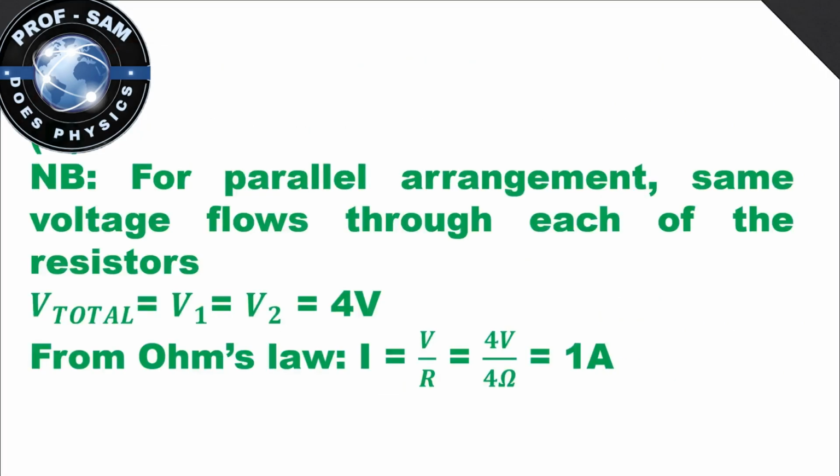Don't forget that voltage remains the same in a parallel arrangement. Therefore, for parallel resistors, they will receive the same voltage. So total voltage equals the voltage across each of the resistors, which will be 4 volts. Using Ohm's law, V equals IR, then I equals V over R. So I equals 4 divided by 4, which gives us 1 ampere, which is option B.